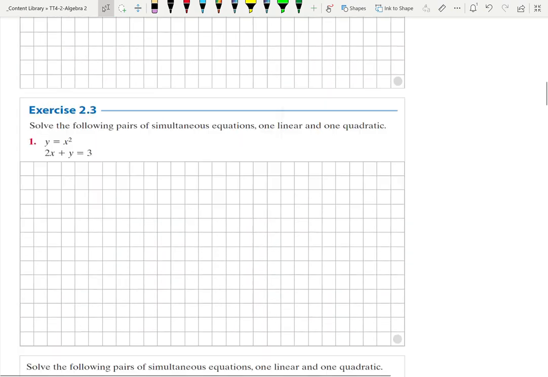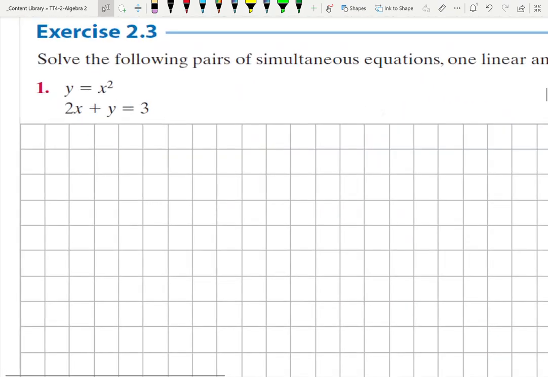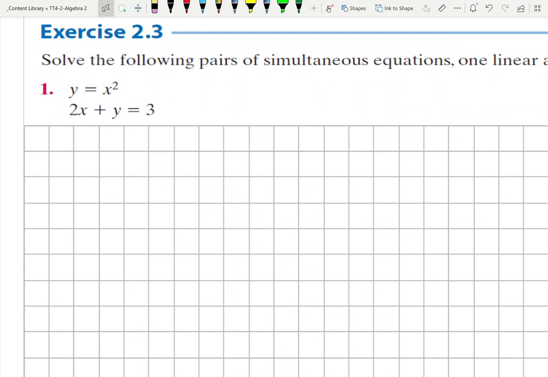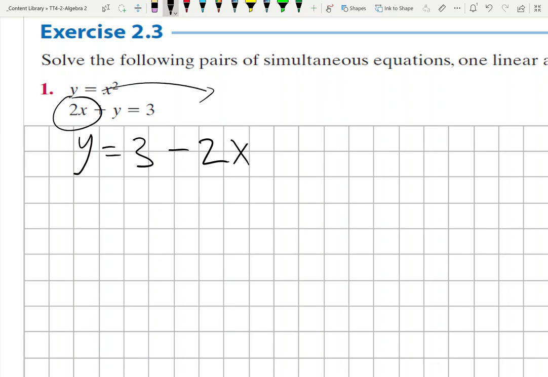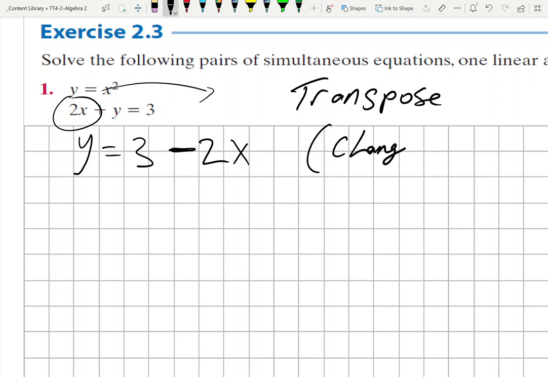Okay, so we'll just get straight into the exercises. You isolate y from the linear by transposing the 2x across. Transpose just means change side. The trans bit is change side, and the transpose, the changing bit, is change sign.